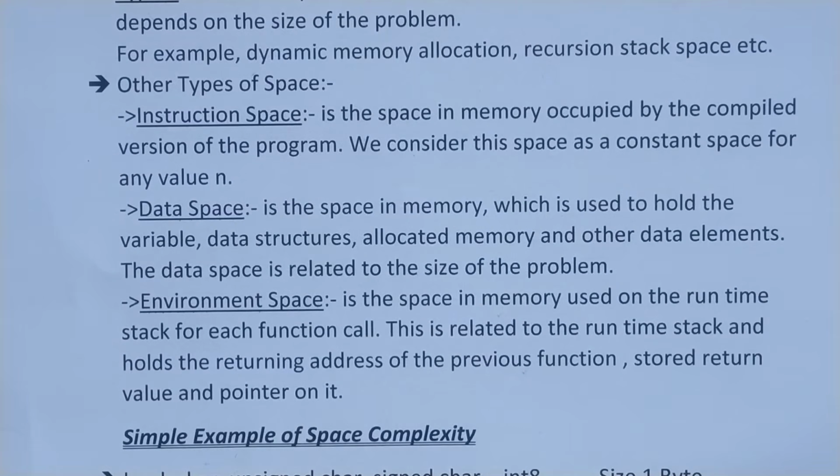Other types of space occupied are instruction space. Instruction space is the space in memory occupied by the compiled version of the program. Actually, this space is constant space or fixed size space for storing any value, suppose n.